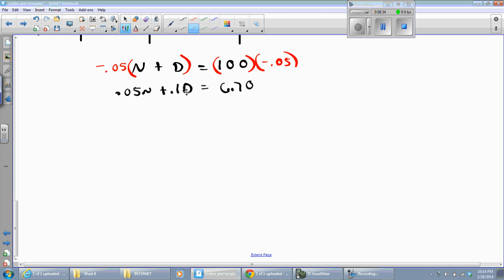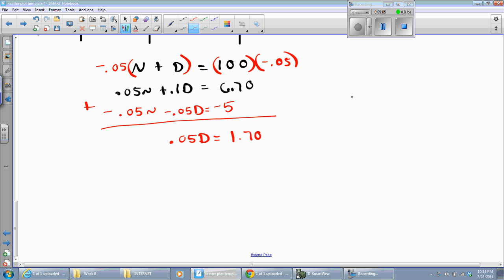So I have this equation, 0.05N plus 0.1D equals $6.70. Now a negative 0.05N minus 0.05D, and that should equal negative 5, right? Yeah, 5% of 100. Okay, so I'm going to add the two equations together. These will cancel. This will get me 0.05D, and this will get me $1.70. Now I'm just going to use a little quick check here. Yeah, that's 1/20th. So I'm going to divide by 0.05 on both sides.